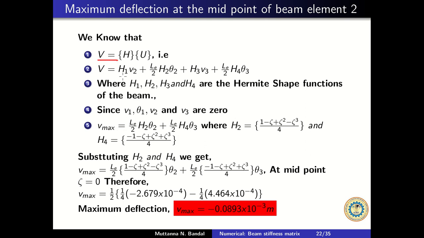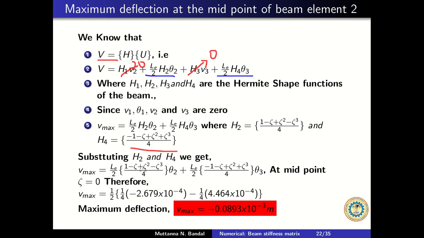So I'm not taking V1 and theta 1 because they are already 0. So V2 is also 0. Theta 2 I have a value. V3 is also 0. So I will be using this term and this term. So V max is equal to LE by 2 H2 theta 2 plus LE by 2 H4 theta 3, where H2 is equal to 1 minus zeta plus zeta square minus zeta cube by 4, and H4 is equal to this equation.